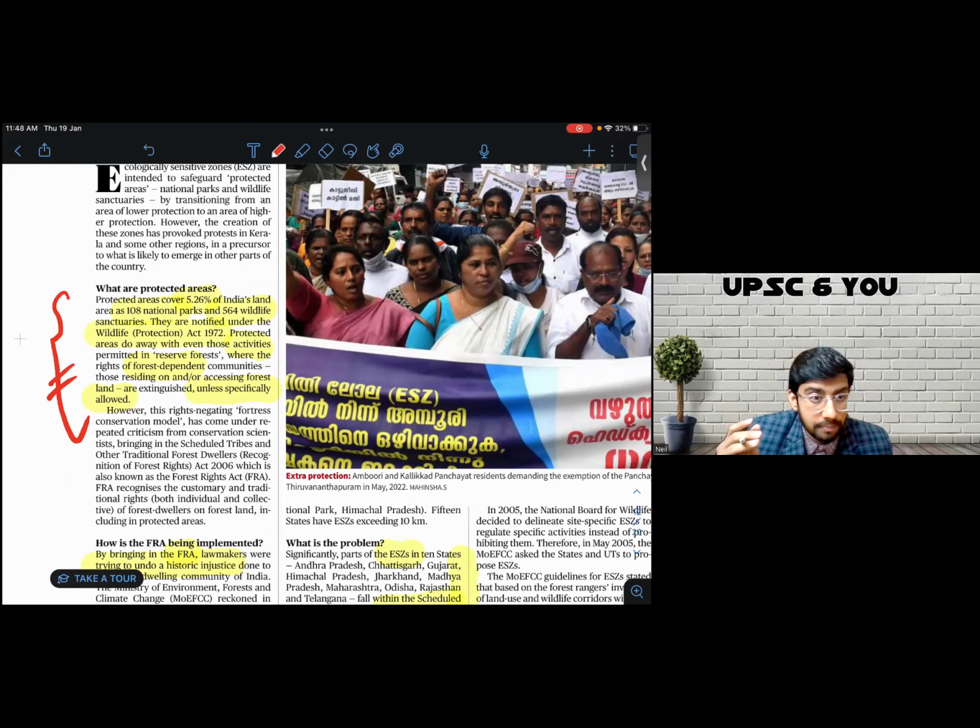Then again, they do away with even those activities permitted in the reserve forest where the rights, unless specifically allowed. So it's not as if the rights are completely extinguished. They are extinguished only to the extent unless specifically allowed. By default, they are not allowed and they can be allowed by making a separate notification. That is, again, another piece of information.